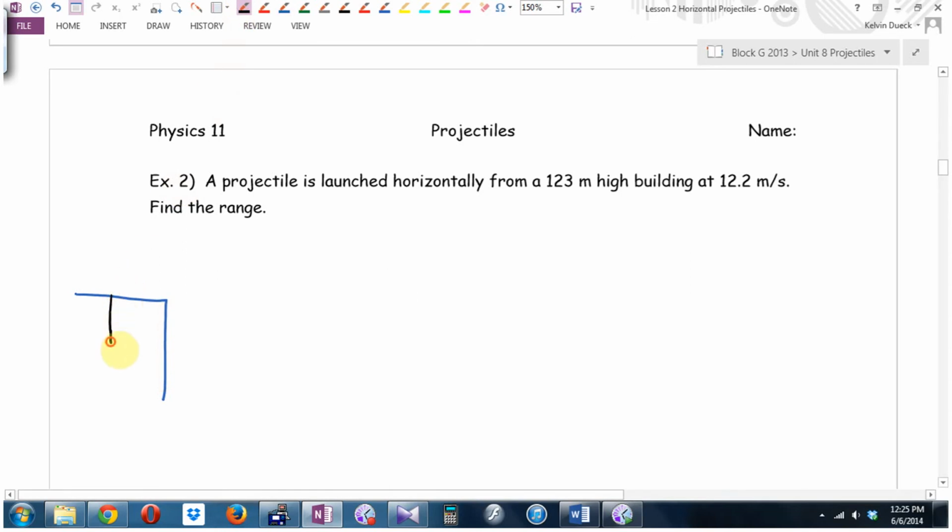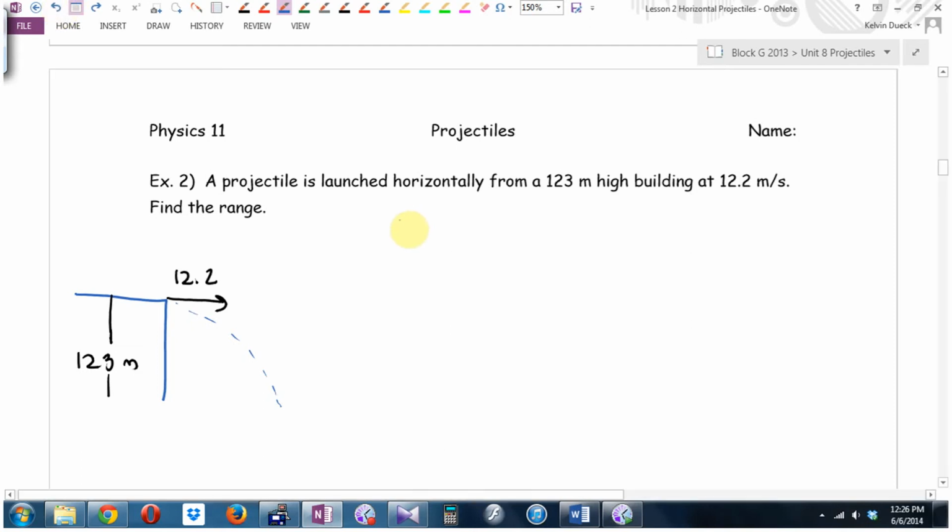Let's see, the height's 1, 2, 3, and horizontal velocity of 12.2. As a projectile, it's going to look something like that. Who's in math 11? By the way, it's actually a parabola, which is one of the reasons we look at parabolas so much in math. They show up all over the place. It's half of an upside down parabola, but it forms a parabolic trajectory.